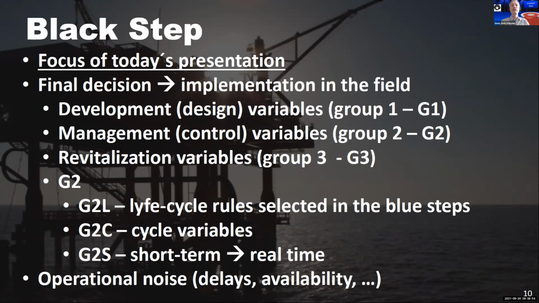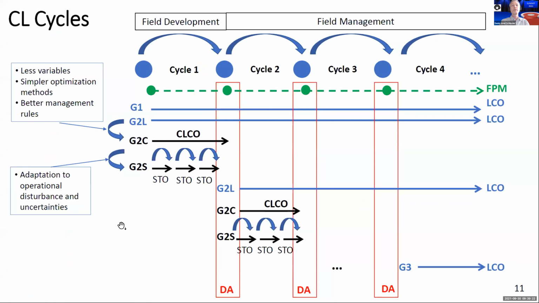The group two for life cycle, those are the parameters that we optimize the entire life of the field, which we normally do when we do life cycle optimization. And then we created these two new types of variables, the C variables, which are cycle variables that we are going to analyze in the next cycle, and the short term that we are going to analyze in real time. And we also include the operational noise that for short term will be very important.